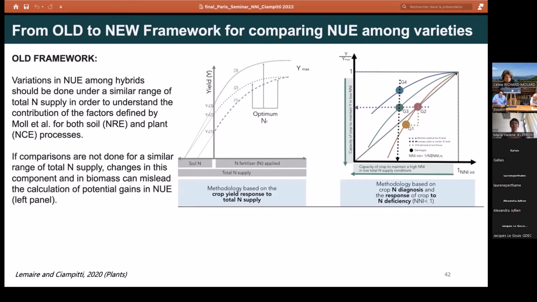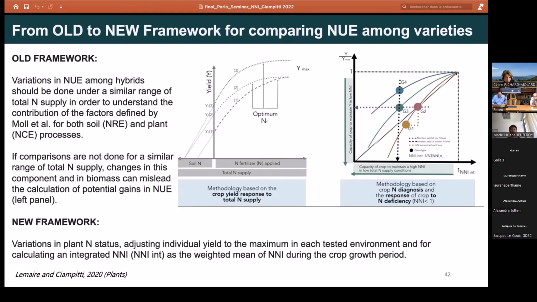And this is just to get away from NUE and recovery efficiency and conversion efficiency, okay? Because these are all static indices. They are not giving us information about processes, okay? And everything is trying to think about how we can compare different environments, different scenarios at similar biomass level. So this new framework is proposing this idea. It's trying to think about how we can calculate relative integrated NNI and relative yields and start comparing different scenarios.